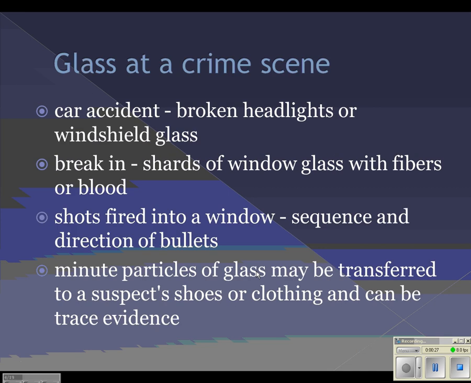At a crime scene, we might find glass from a car accident through broken headlights, or maybe the windshield or passenger side windows are broken. At a break-in, we could find shards of window glass, maybe fibers from the perpetrator's sleeves, or blood if he cut himself on the glass would be present as well. Shots that are fired into a window, we can tell the sequence and direction of the bullets, and minute particles of glass may be transferred to a suspect's shoes or clothing and can be trace evidence. Remember that this refers back to Locard's principle of exchange, and in this case, glass can travel very far distances.